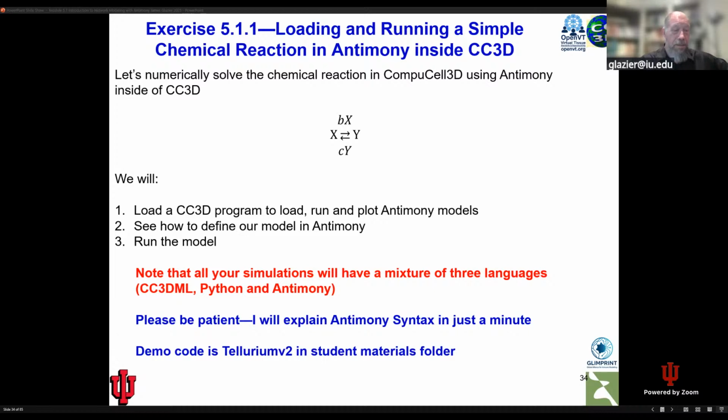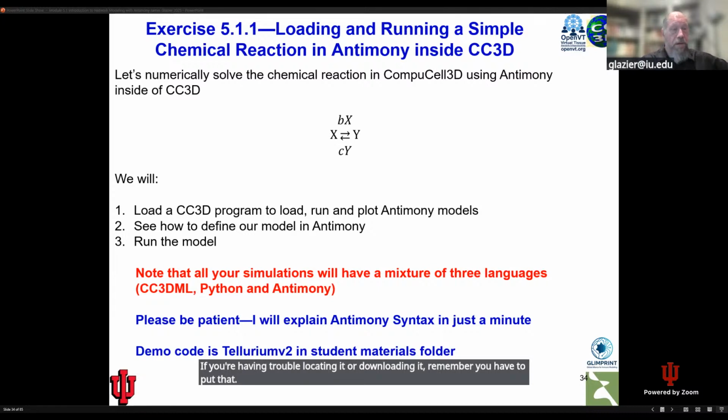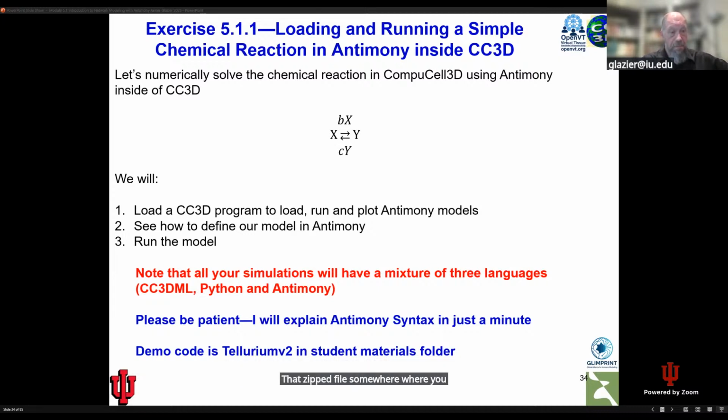Somebody already ran it. You're way ahead of me. If it runs, you can put in the chat what you got. If you're having trouble locating it or downloading it, remember you have to put that zipped file somewhere where you can access it. Your desktop, maybe your folder. Yeah, people are getting it to run. Seems to be working for everybody, which is great.